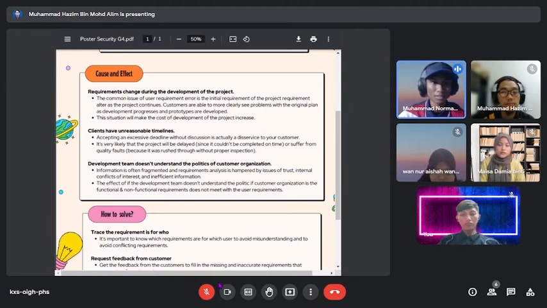So the second cause is that clients have unreasonable timelines. A common mistake is to commit to such a schedule before conducting analysis and gaining knowledge of the project scope as well as the resources required to complete it. Accepting an excessive deadline without discussion is actually a disservice to your customer. It's very likely that the project will be delayed since it could not be completed on time, or suffer from faults because it was rushed without proper inspection.